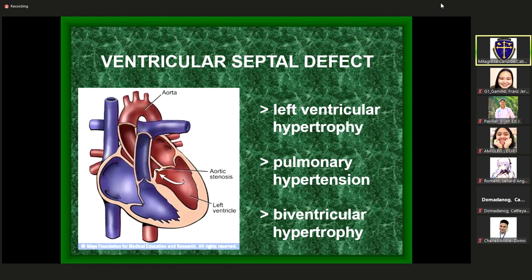Birth defect ito ng heart na in which there is a hole in the wall, no? Sa septum niya that divides the left from the right, no? And that it separates the two chambers now, the ventricles of the heart. Okay, so may butas doon. So diri ang butas niya. So mag-mix po ang unoxygenated blood and oxygenated blood. Okay? So yan, ventricular septal defect. This is the septum. There is a hole there. And then mag-mix po yung blood.